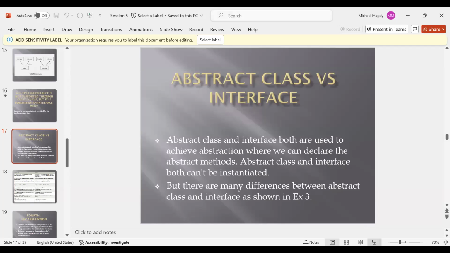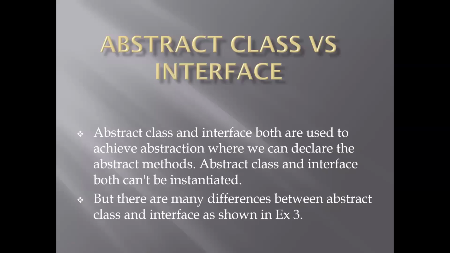Okay. Just a quick comparison between abstract class and interface. Both are used to achieve abstraction, or you can declare abstract methods in abstract class and interface. Both cannot be instantiated. But there are many differences between abstract class and interface. So now let's see the differences.